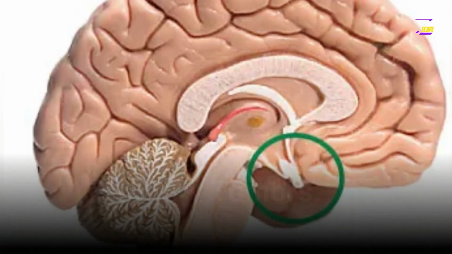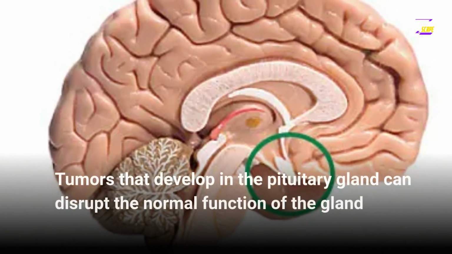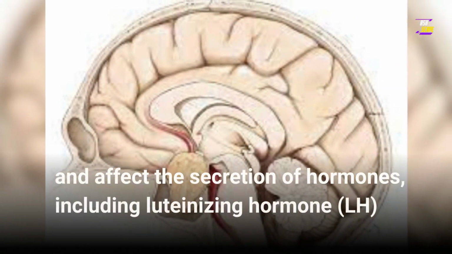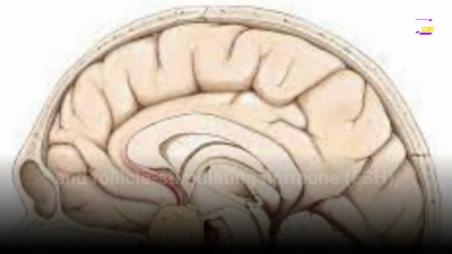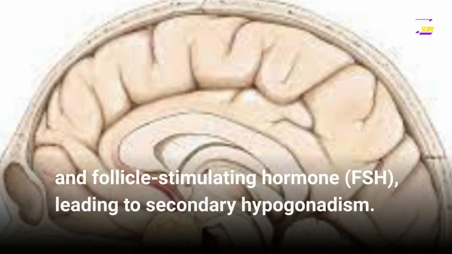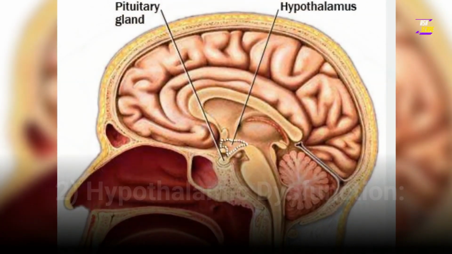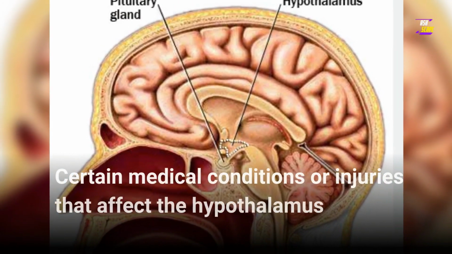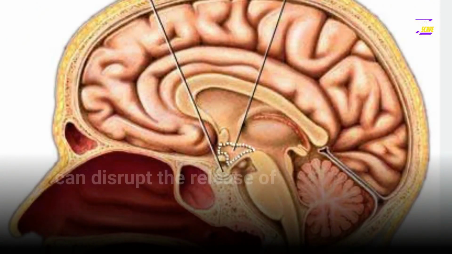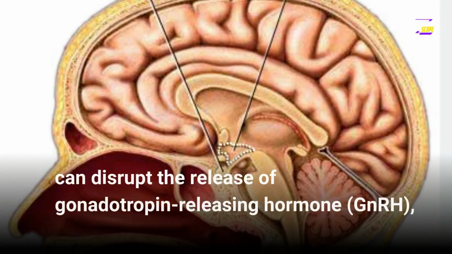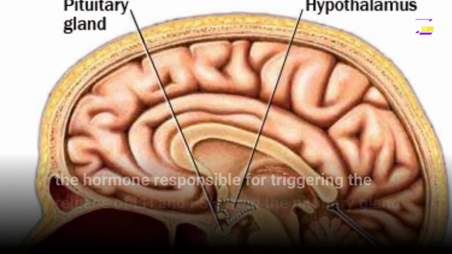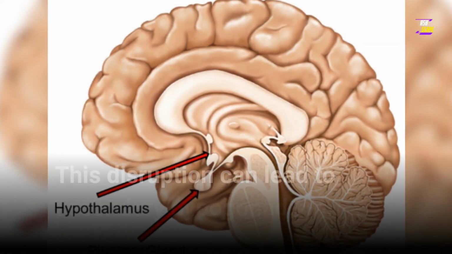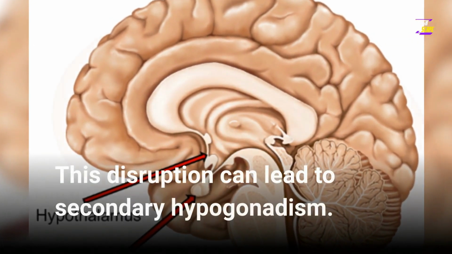Pituitary tumors. Tumors that develop in the pituitary gland can disrupt the normal function of the gland and affect the secretion of hormones, including luteinizing hormone, LH, and follicle-stimulating hormone, FSH, leading to secondary hypogonadism. 2. Hypothalamic dysfunction. Certain medical conditions or injuries that affect the hypothalamus can disrupt the release of gonadotropin-releasing hormone, GnRH, the hormone responsible for triggering the release of LH and FSH from the pituitary gland. This disruption can lead to secondary hypogonadism.